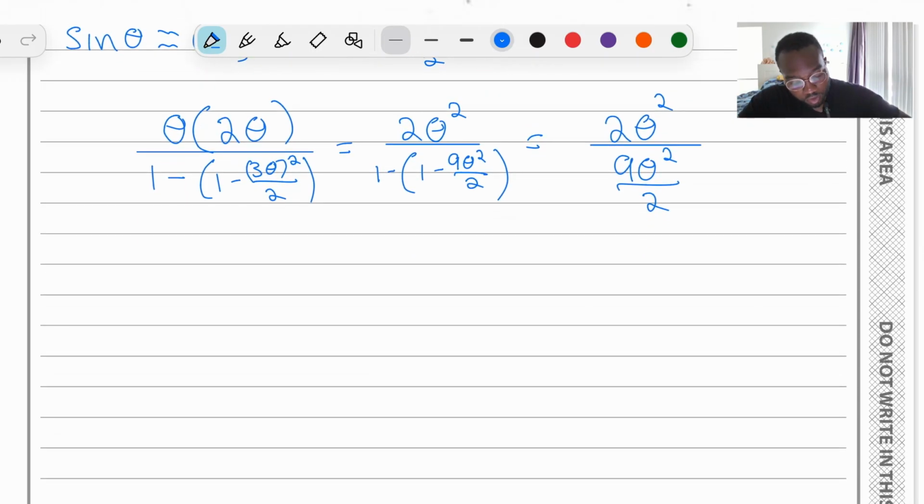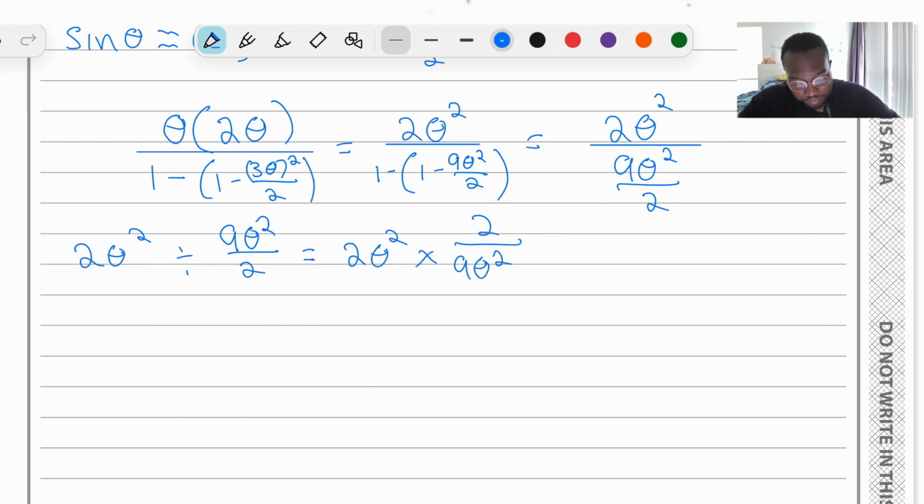And then from this point on, we have 2 theta squared divided by 9 theta squared over 2, which is the same as writing 2 theta squared times 2 over 9 theta squared. And what does that give me? That gives me 4 theta squared over 9 theta squared. And then as you can see, we can just cancel these out, and we're left with 4 over 9.